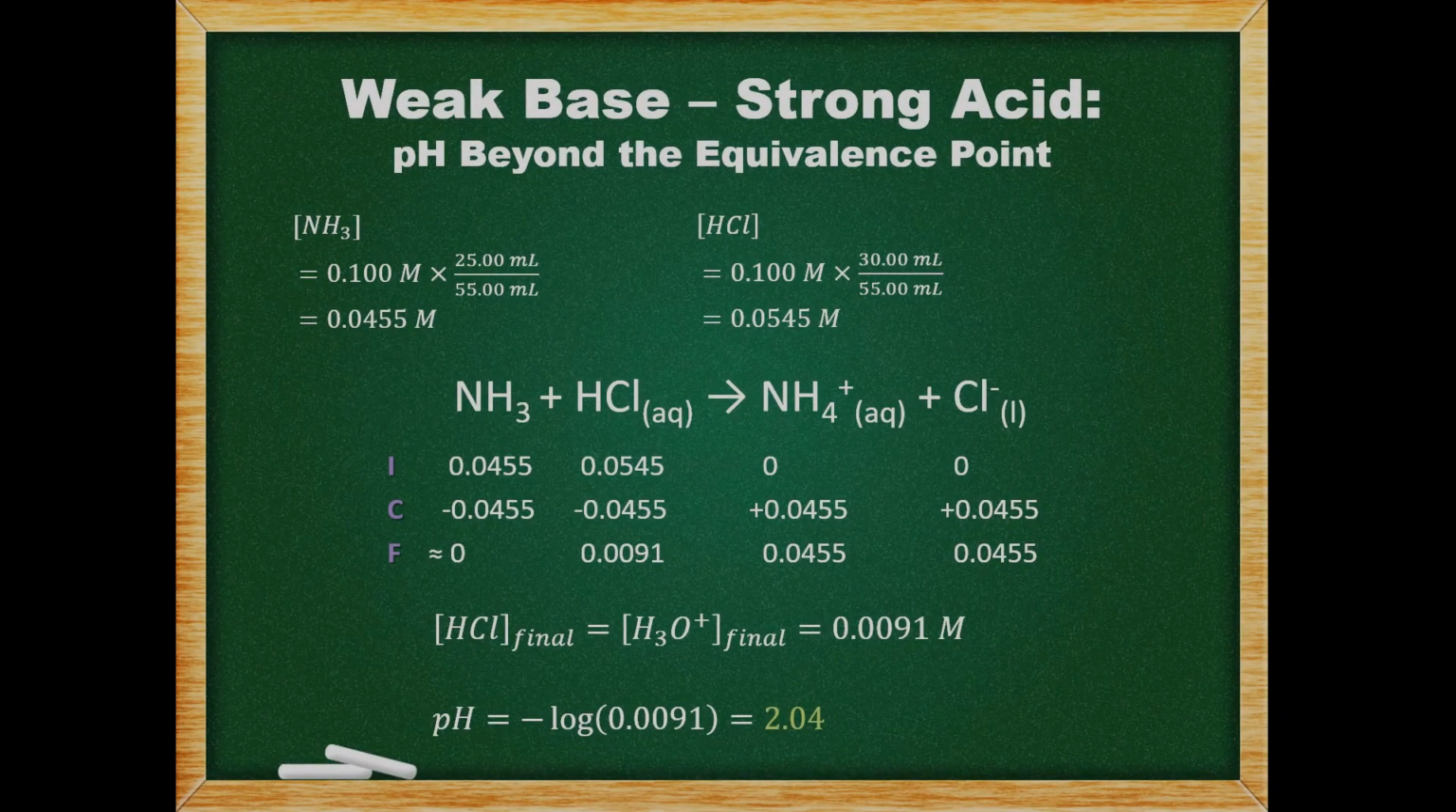Finally, when we have added 30 milliliters of hydrochloric acid, then there is excess hydrochloric acid in the flask. The ammonium can be ignored and the concentration of hydrochloric acid will solely determine the pH.